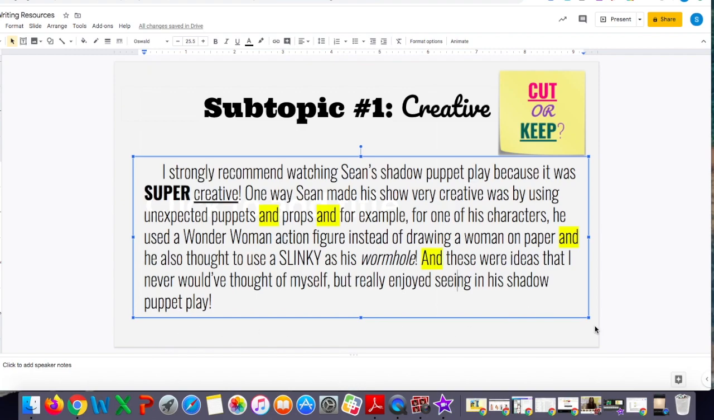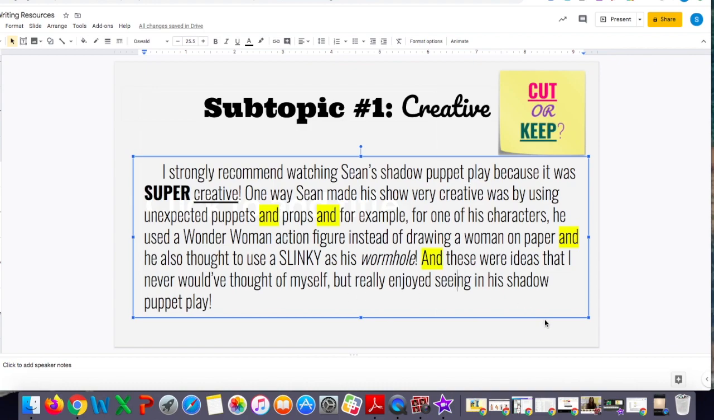Looking at my screen right now, I can see that I used the word "and" 4 different times. So I need to ask myself, can I cut any of these "ands," or do I need to keep all of them? I'm going to show you how to decide, just like I did a couple of minutes ago. I'm going to start by rereading the sentence. One way Sean made his show very creative was by using unexpected puppets and props. And, for example, for one of his characters, he used a Wonder Woman action figure instead of drawing a woman on paper. And he also thought to use a slinky as his wormhole.